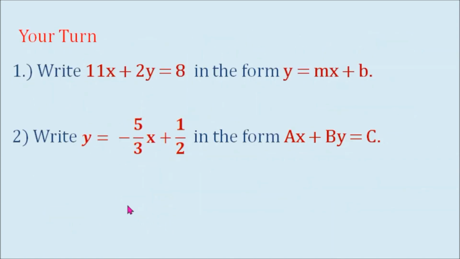Now, your turn. Number 1: write 11x + 2y = 8 in the form y = mx + b. Number 2: write y = -5/3 x + 1/2 in the form ax + by = c. You can pause the video and take your time working on these two items.